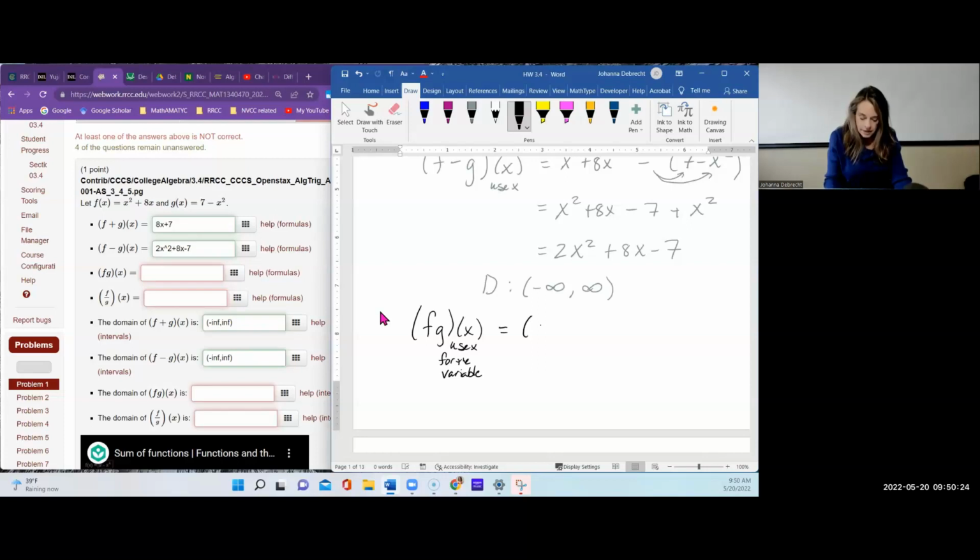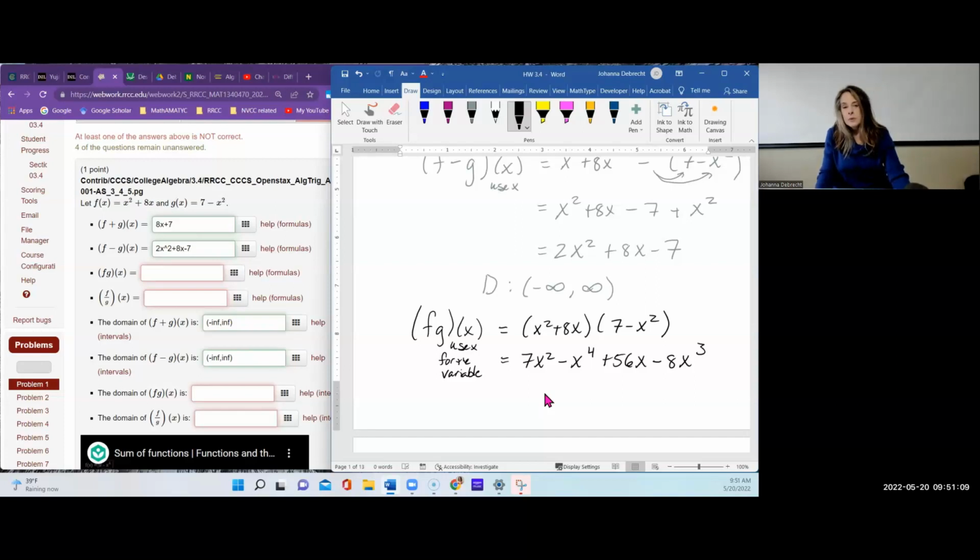In order to multiply them together, we write each function inside parentheses, and then we apply the distributive property, or as we like to call it in the United States, the FOIL process. The first terms, x squared times the 7, give me a 7x squared. The outside terms, x squared times negative x squared, give me a negative x to the 4th. The inside terms, 8x and 7, give me plus 56x. And the last terms, 8x times negative x squared, give me a negative 8x to the 3rd.